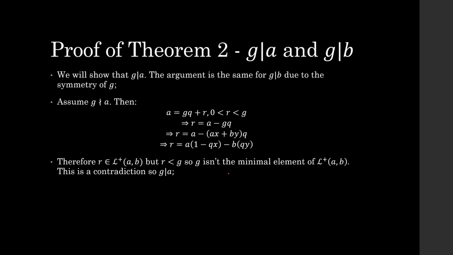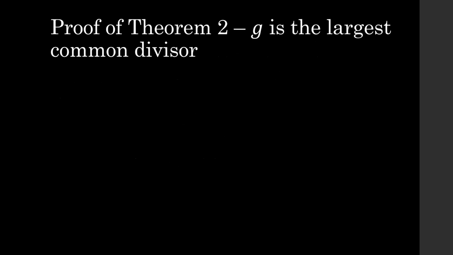So that's a contradiction. And since it's a contradiction, we must have that G divides A. And so by a similar argument, as I said, we can show that G divides B. So that's the first step of the proof. Well, second step, I guess. And so now the next step is to show that G is the largest of the common divisors, and then we'll be done. So let's let G dash be another common divisor of A and B.